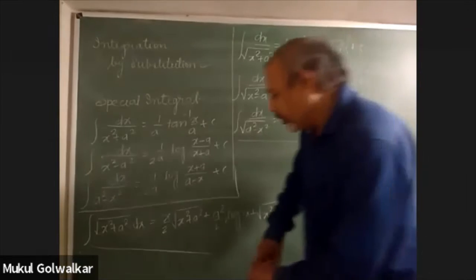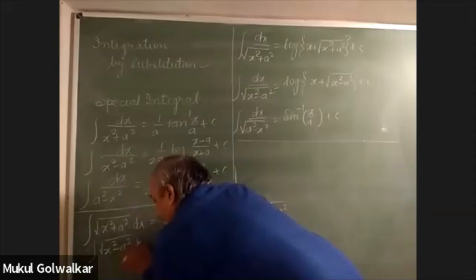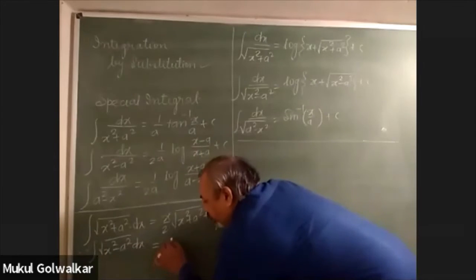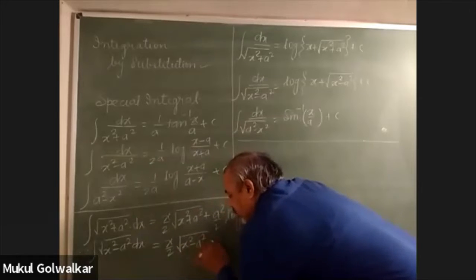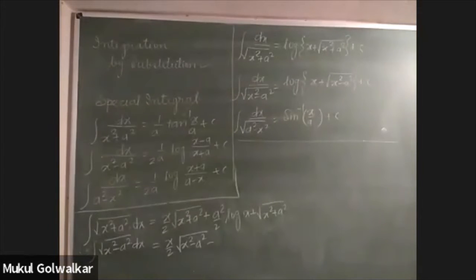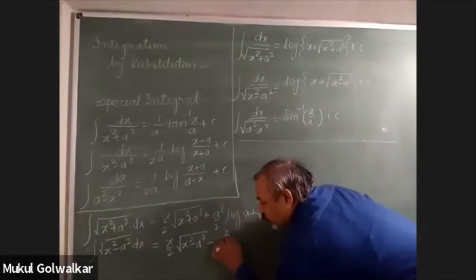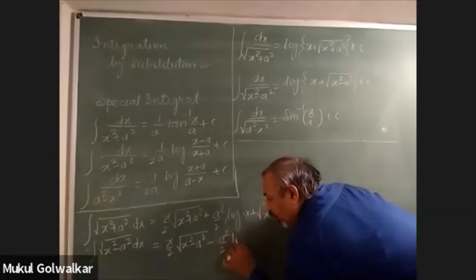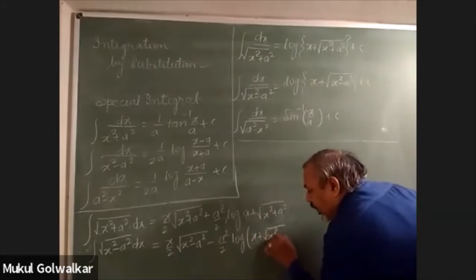Next formula I am going to write: integral of under root of x square minus a square dx. This will be equal to x by 2 into under root of x square minus a square. Yes, now you are not able to see that? No, sir. Okay. They are visible? Okay. So minus a square by 2 into log of x plus under root of x square minus a square.